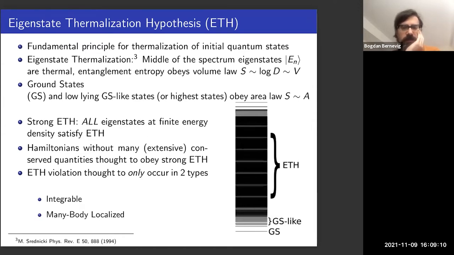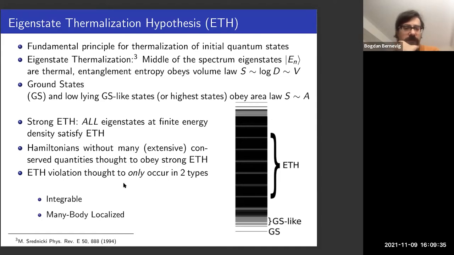Now, the strong ETH says that whatever eigenstate I pick in the middle of the spectrum will satisfy ETH. The one property we'll focus on, which will show it's violated in these new states, is their entanglement entropy, which would be proportional to the volume if they respect ETH.